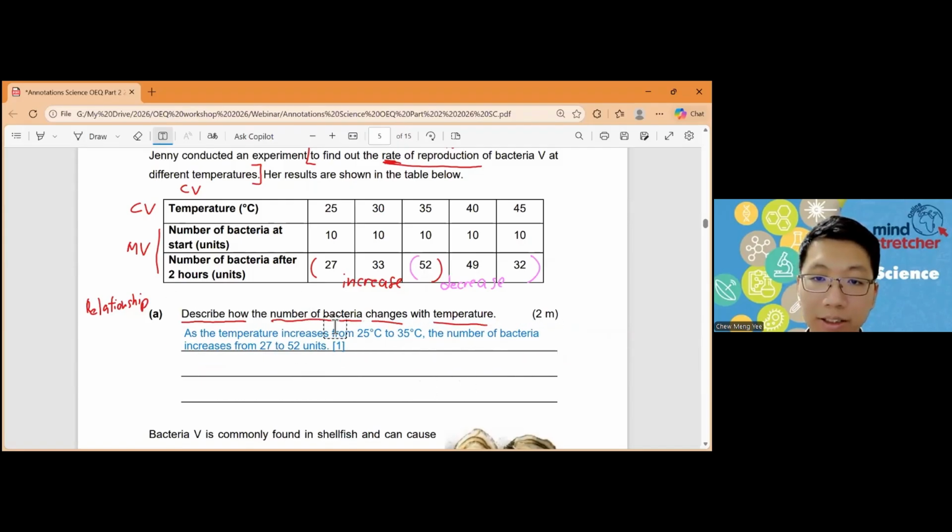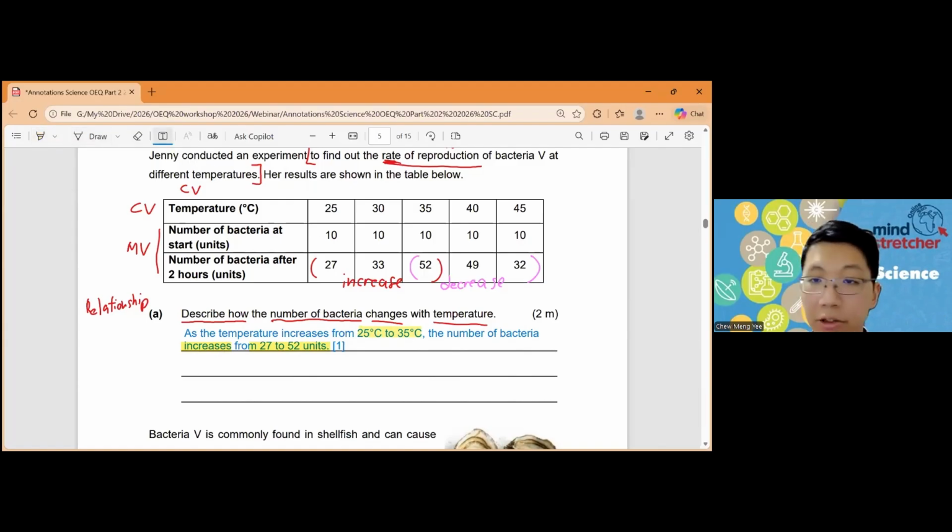Add in the units also. So temperature, we have degrees Celsius. Bacteria, they say is the units. So 27 to 52 units. So this is the first trend. This is the increase. So you see here, I highlight that keyword, increase. But like I said, you must specify all these values. Be very clear and specific when there is more than one trend.